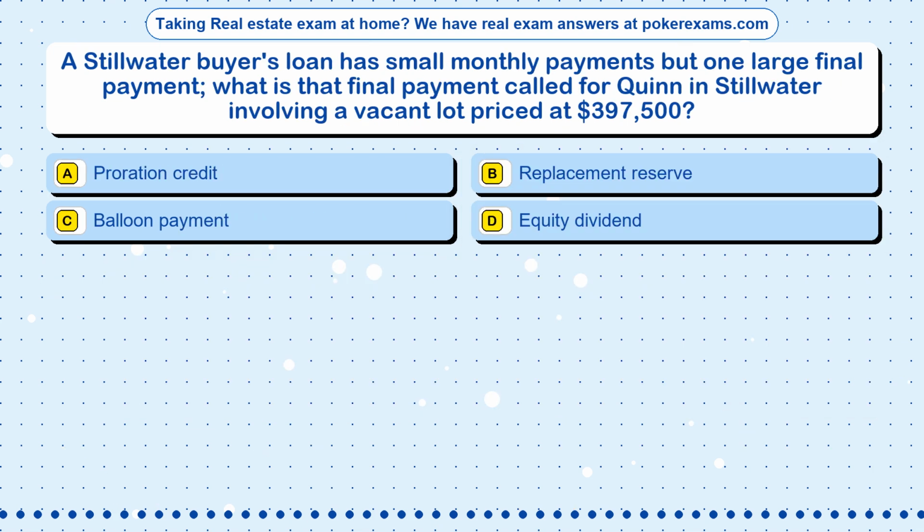Question 71. A Stillwater buyer's loan has small monthly payments but one large final payment. What is that final payment called for Quinn in Stillwater involving a vacant lot priced at $397,500? Option A. Proration credit. Option B. Replacement reserve. Option C. Balloon payment. Option D. Equity dividend.